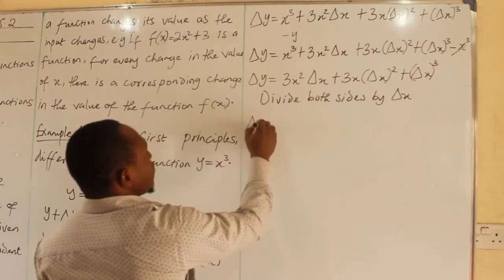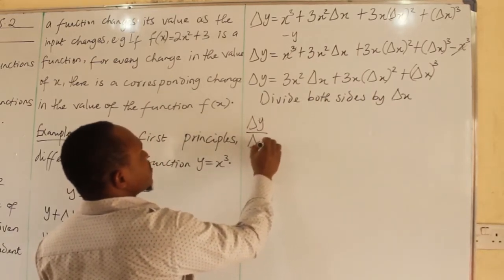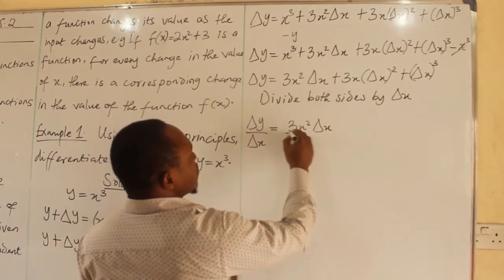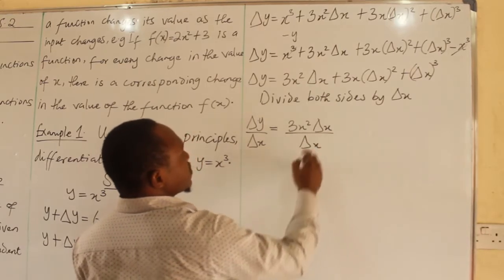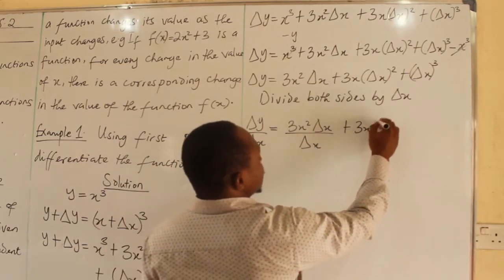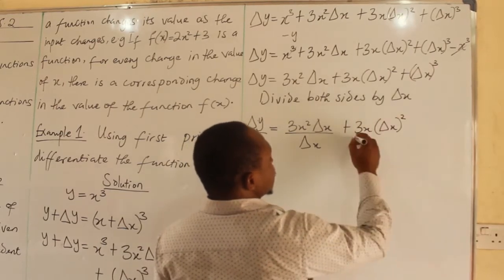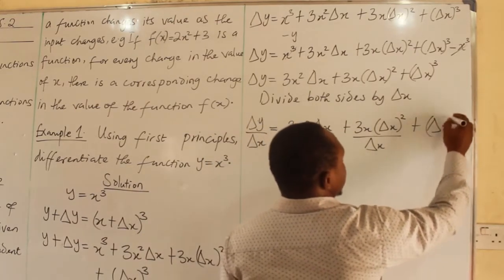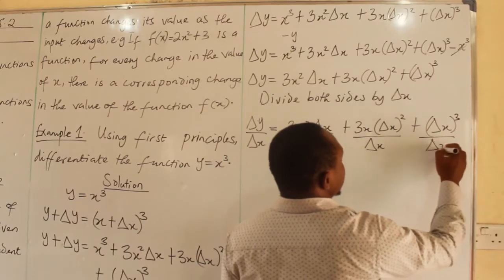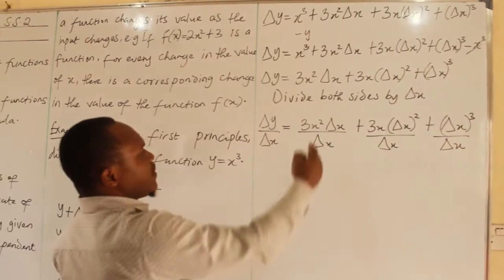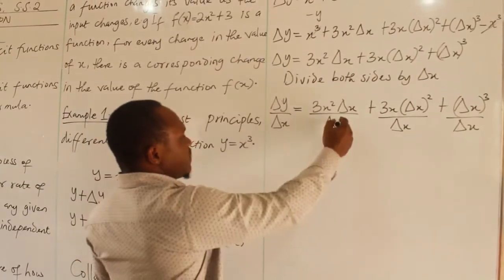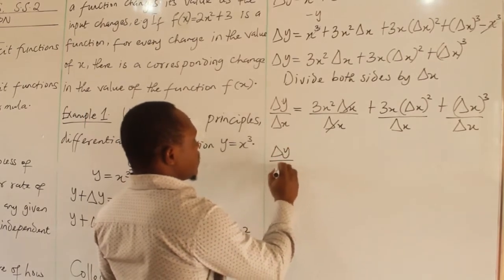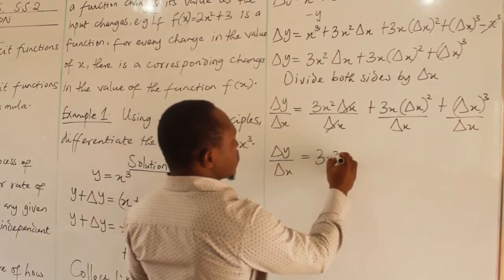We're going to be having delta y divided by delta x will be equal to 3x squared delta x divided by delta x plus 3x delta x all squared divided by delta x plus delta x all cubed all divided by delta x. Now, if we divide 3x squared delta x by delta x, we find out that this can easily cancel out. So we're left with delta y divided by delta x equal to 3x squared.